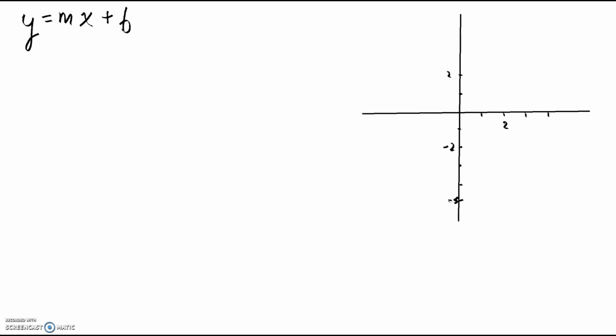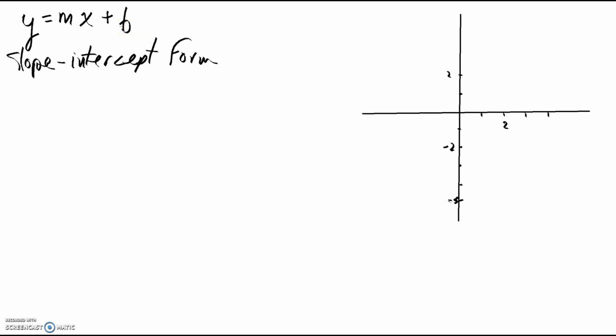Okay, for the second part of this video on systems of linear equations, we're going to look at one more method for graphing lines, and that is using the slope-intercept form of a line. This is called the slope-intercept form: y equals mx plus b.